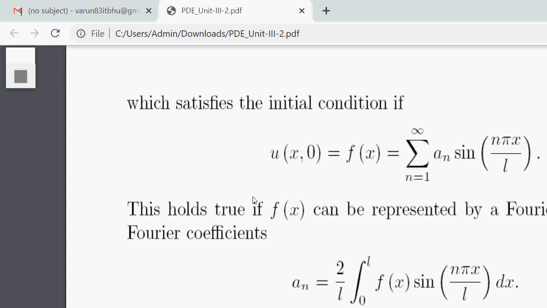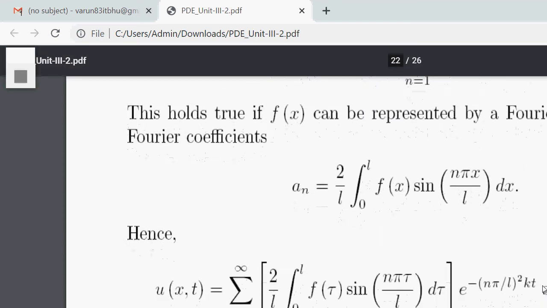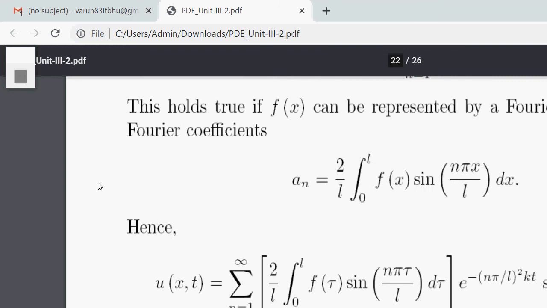This value of A_n is depending only on f(x). So if we have f(x), then we get the corresponding A_n, and that is the solution of the given differential equation corresponding to the given function. Now this is the complete solution of the given boundary value problem. This summation n = 1 to infinity, and here we substitute the value of A_n.